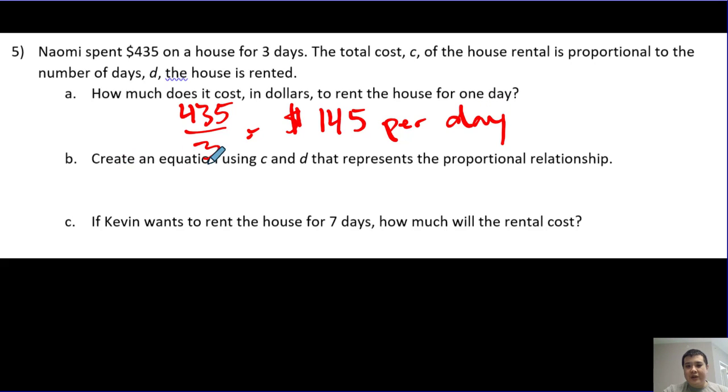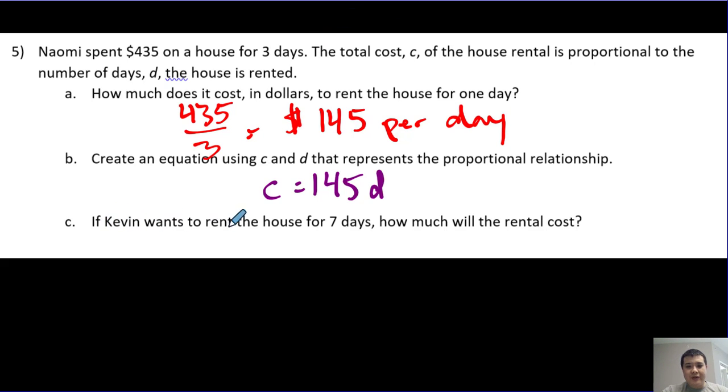And then it says create an equation using C and D that represents the proportional relationship. Go ahead and try that on your own. What you should have found was that the equation is going to be C equals 145D, because C, the total cost, depends on how many days we are doing the rental. Okay, and again, remember that time is always going to be our X.